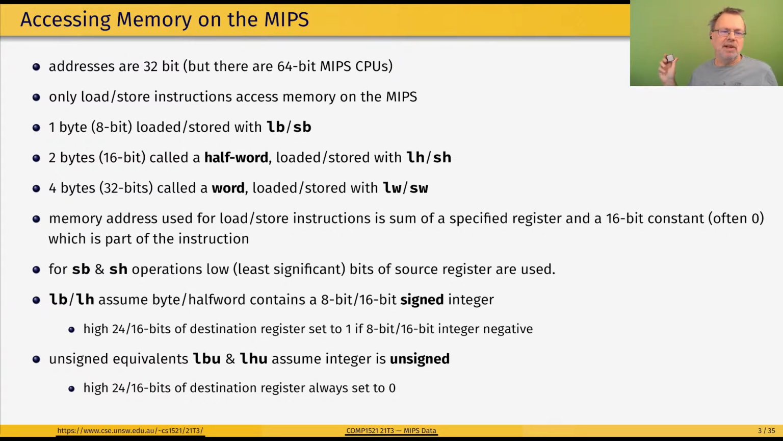One more piece of complexity. Memory loads and stores may be more than 1 byte. So on the MIPS, they can be 1, 2, or 4 byte operations. So they can load or store 1, 2, or 4 bytes at a time. That's sort of pretty typical.